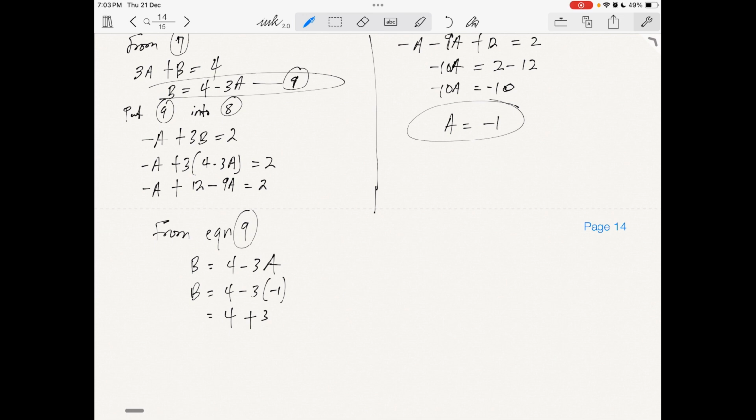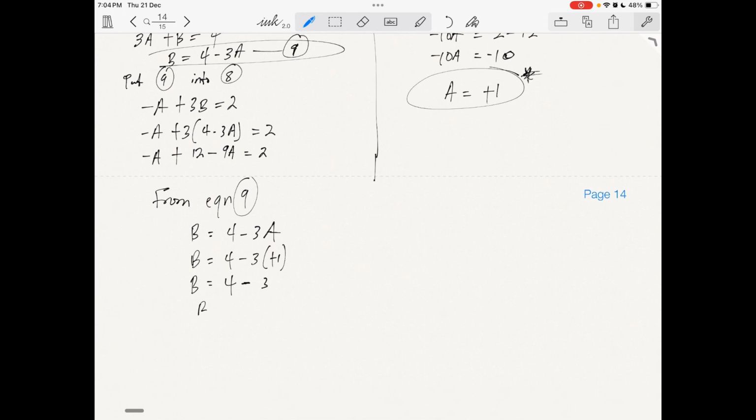So here is the error. Okay, I have solved it earlier, so I was looking at an error. Here a should be plus 1. Okay, thank you guys. A is plus 1 because minus 10 divided by minus 10 is positive 1. So we have 4 minus 3. Okay, so my b is equals to 1.